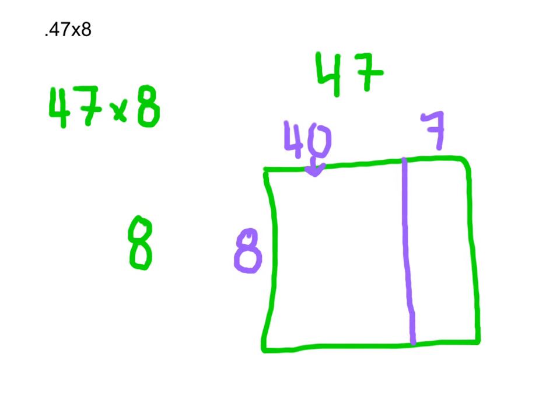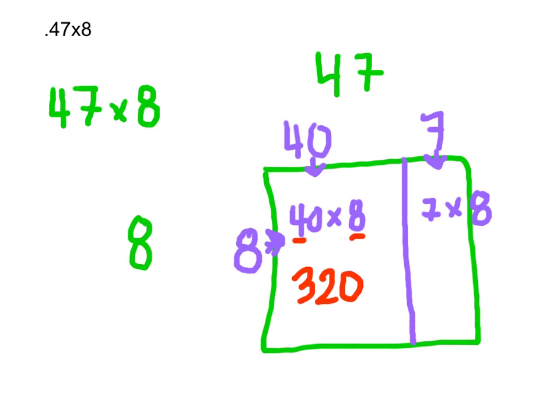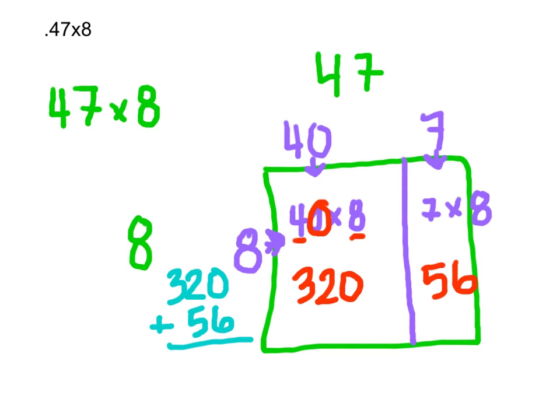The first problem you're going to have 40 times 8. In the second problem you are going to have 7 times 8. Multiply the 4 times 8, which is going to be 32, and bring down your 0. Then you're multiplying 7 times 8, which is going to equal 56. Now you're going to take your two answers, 320 and 56, and you're going to add them together. 6 plus 0 is 6, 2 plus 5 is 7, 3 plus nothing is 3. So right now I have 376.